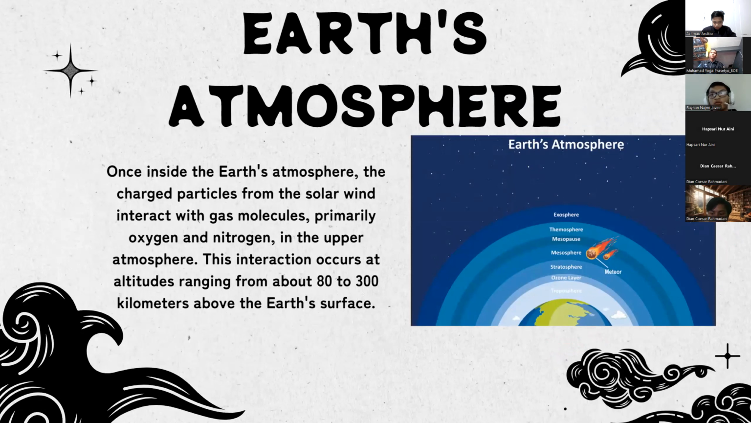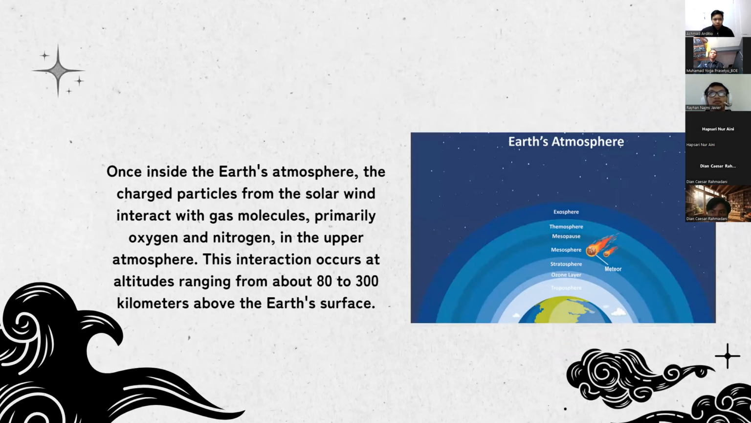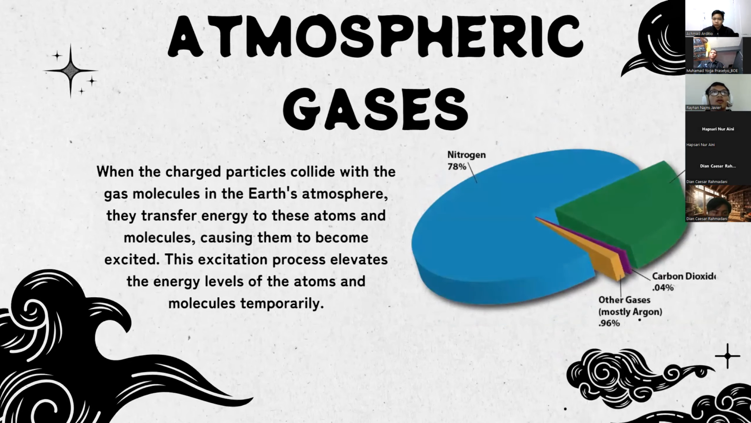Once inside the Earth's atmosphere, the charged particles from the solar wind interact with gas molecules, primarily oxygen and nitrogen, in the upper atmosphere. This interaction occurs at altitudes ranging from about 80 to 300 kilometers above the Earth's surface. When the charged particles collide with the gas molecules, they transfer energy to these atoms and molecules, causing them to become excited. This excitation process elevates the energy levels of the atoms and molecules temporarily.